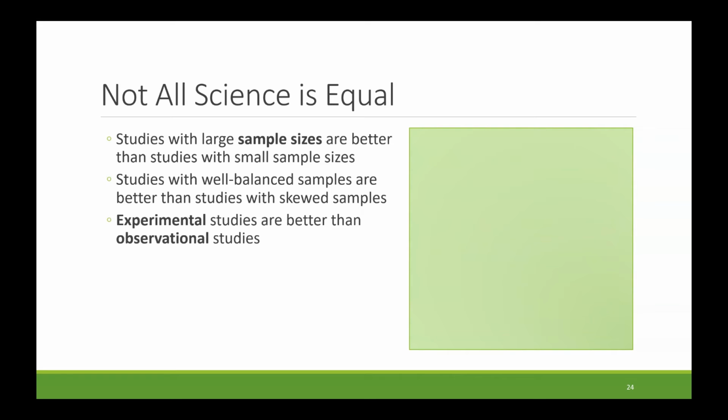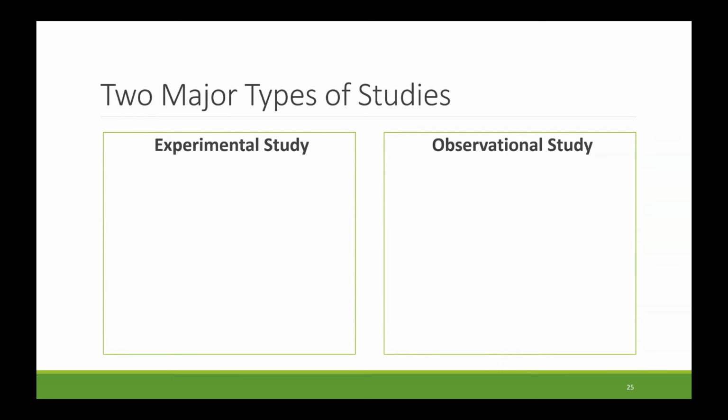Another area where there is a spectrum of quality is on the type of study. So in general, experimental studies are better than observational studies because experimental studies give you more conclusive results. And this point requires a little bit of elaboration. So let's take a look at the definitions of these two types of studies side by side.